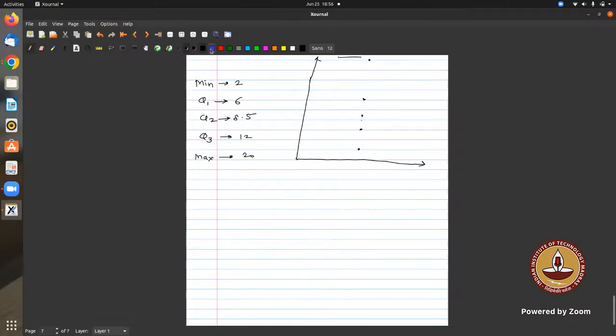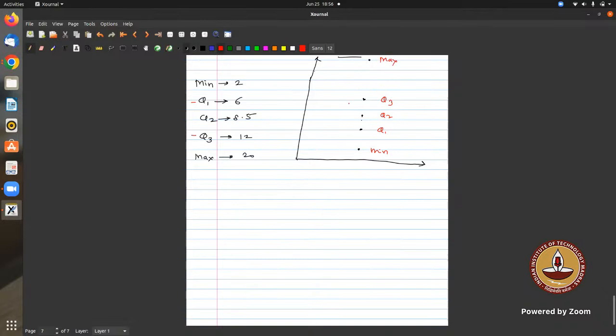So I'll draw the plot. The box will be drawn from where to where? Between Q1 and Q3, right? So this is the minimum, this is Q1, and this is Q2. No, don't get it wrong. The median will not always be in the middle. It can lie close to Q1, it can lie close to Q3, or it can be in between. It can be at any point. It need not be in the middle of the box.